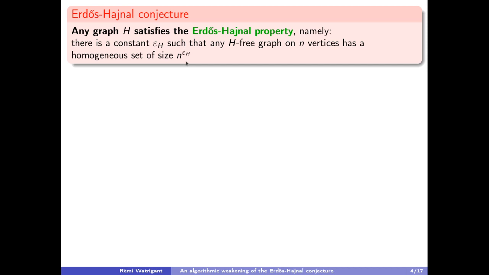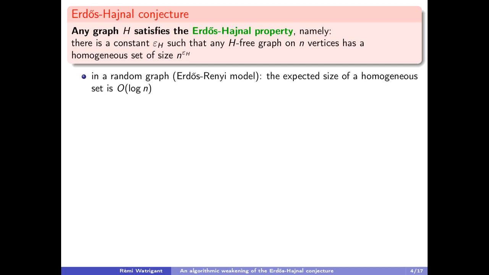So just to make some easy observations, observe that in random graphs, the expected size of a homogeneous set is roughly log n. So the Erdős-Hajnal conjecture says that whenever you forbid some fixed graph H in your graph, then the size of a homogeneous set must increase from log n to some polynomial in n.